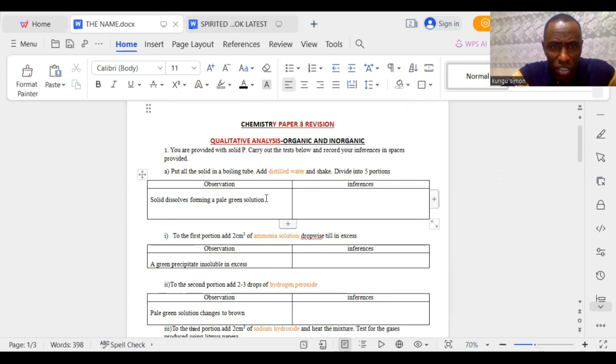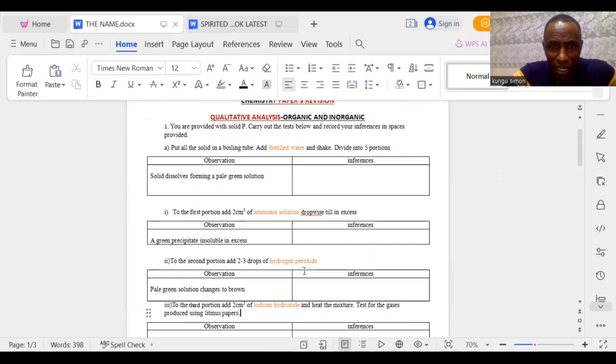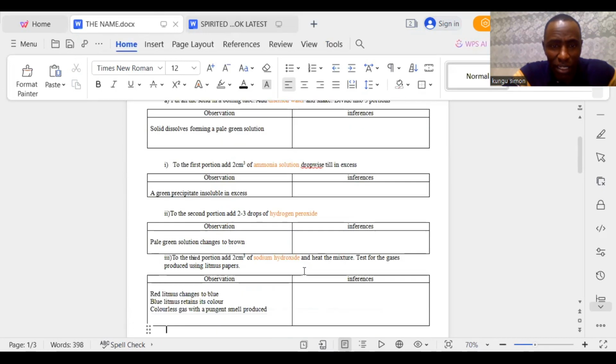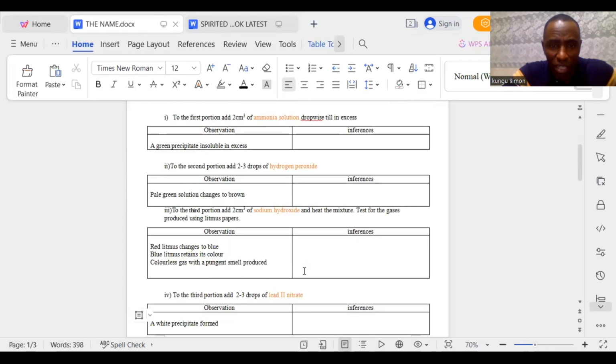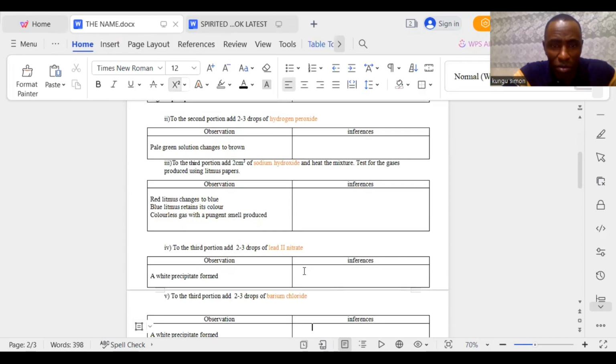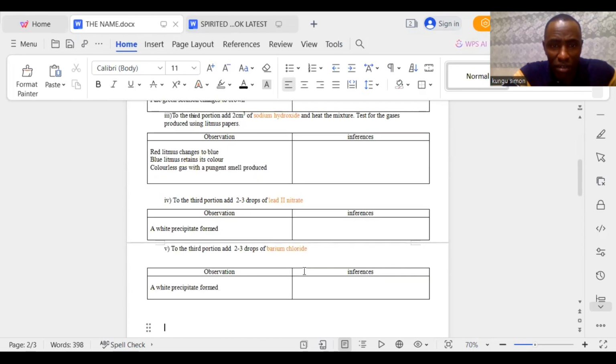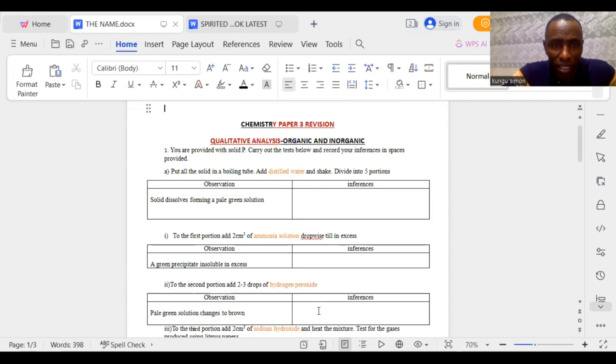Let's look at the observations, the instructions given, the reagents used. I have distilled water, ammonia solution, hydrogen peroxide, and sodium hydroxide. By now, you should be concluding that I'm dealing with inorganic qualitative analysis. Again, look at lead(II) nitrate, barium chloride. These are used in precipitation reactions, as is barium nitrate, and therefore I'm dealing with inorganic.